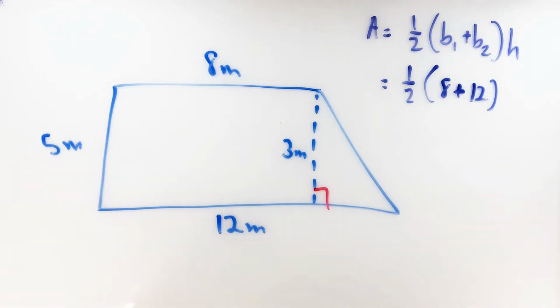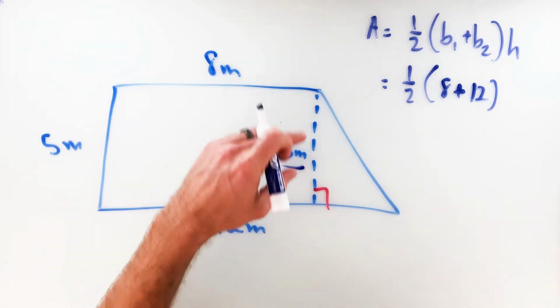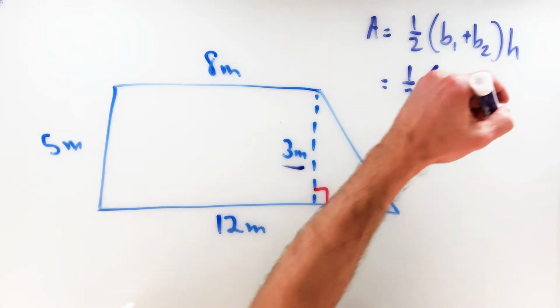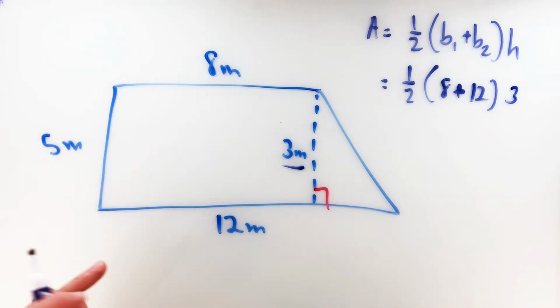times the height. Okay, so you have to be careful just a little bit. What's the height of this trapezoid? Is it 5? Is it 3? It's 3, because that is perpendicular to both bases. If it's perpendicular to one set of parallel lines, it's perpendicular to the other. All right, so the height is 3. The 5 is just extra, we don't even need it.